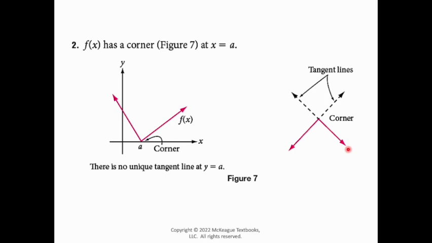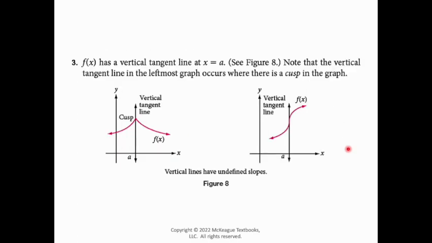And so it's not well defined. So that is why we do not have a derivative at corners. And one more example of where we would fail to have a derivative is when we have a tangent line that is vertical. That means when you have a vertical line, the slope is going to be undefined. Here are two examples where you would have a vertical line as the tangent line.